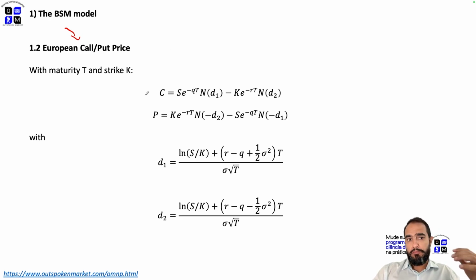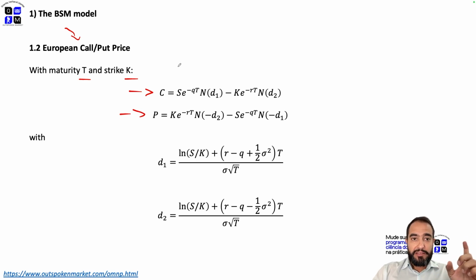The European option, essentially, is the one that you can exercise your right of buying or selling only at the expiration. And essentially, they are compounded by a maturity T and a strike K and some other few elements that we are going to understand. So here C is the call option, and P is the put option.